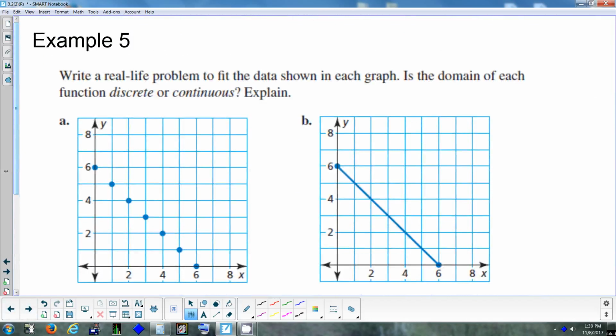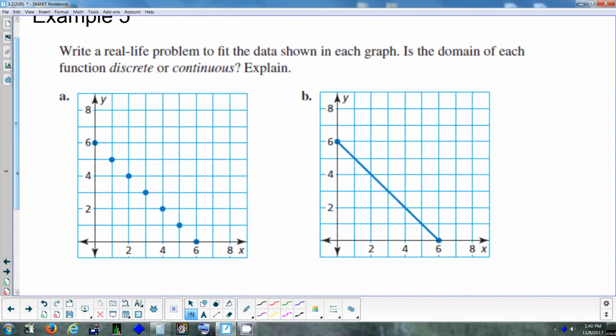It's okay. So, can someone give me an example of the graph on the left? Think of something in real life that could be discrete. We can maybe make it fit into this graph. Yeah? Height. Wait, is that going up or down? The dots are going down.